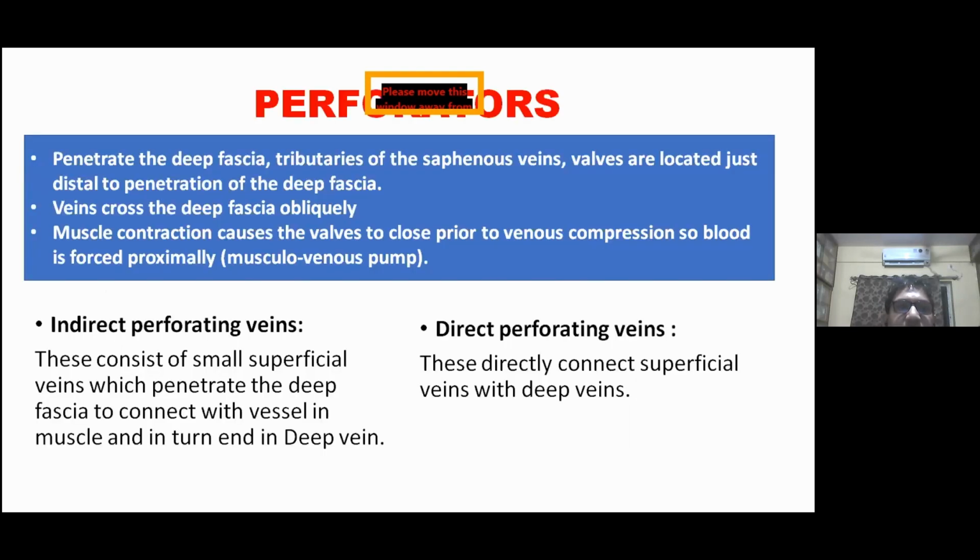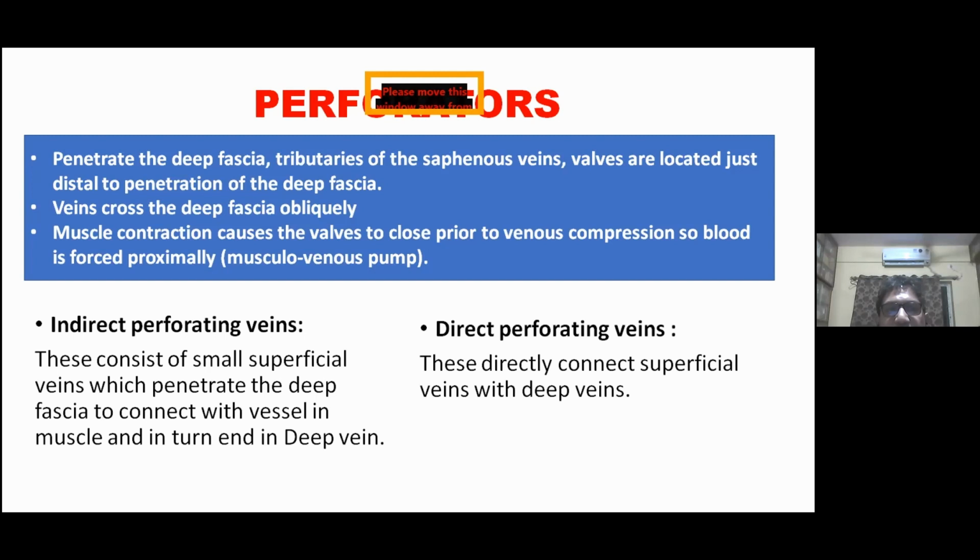Now, perforators. What is a perforator? They penetrate the deep fascia and are also tributaries of saphenous veins. There are valves located just distal to penetration of deep fascia. These veins cross the deep fascia obliquely, and they act as the communicator between the superficial and deep venous system. Muscle contraction causes the valves to close prior to venous compression, so blood is forced proximally. This is known as the musculovenous pump. These are all attributed to the function of perforators.